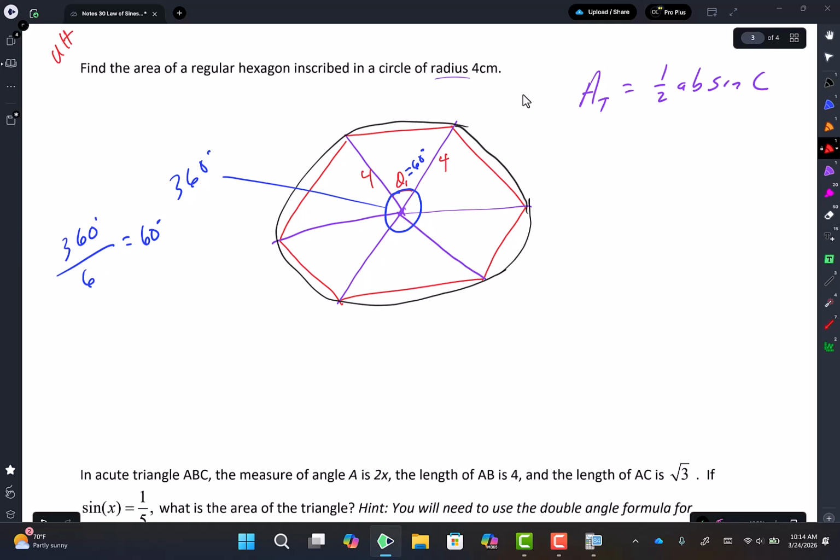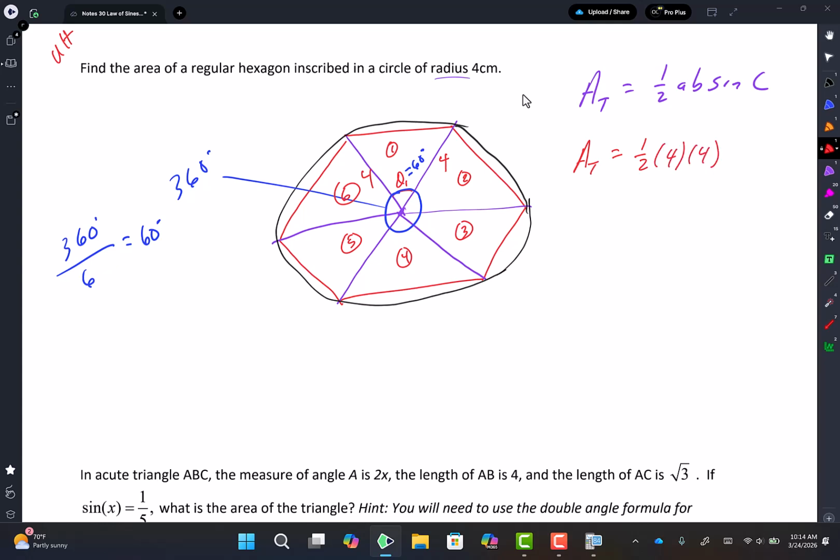So I'm going to figure out the area of that one triangle. And then once I figure out the area of that one triangle, I'm going to multiply it by how many? How many triangles do you have here? 6. Once I figure out the area of that one triangle, multiply it by 6. So the area of that one triangle is 1/2 times 4 times 4 sine of 60 degrees.